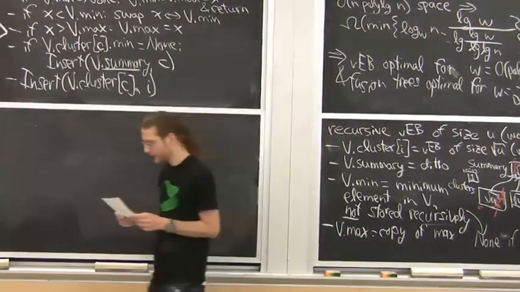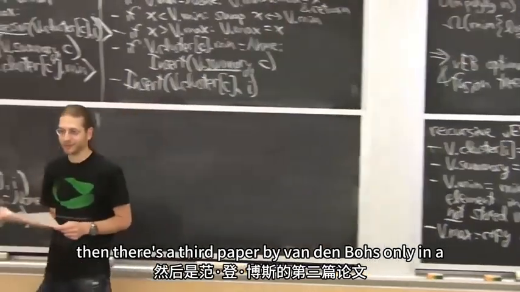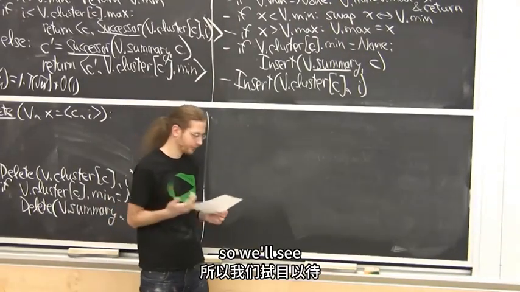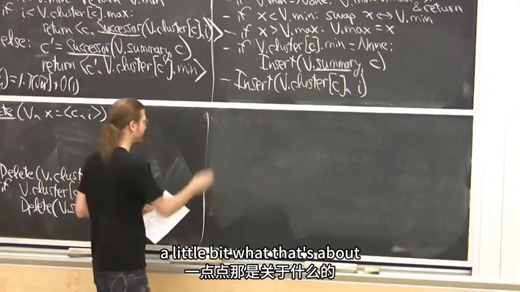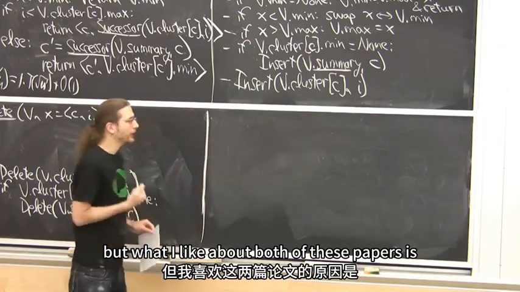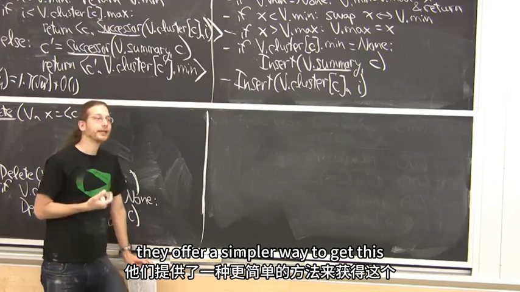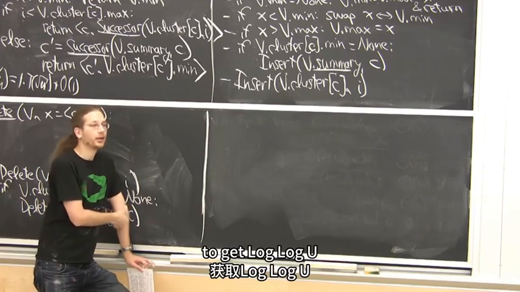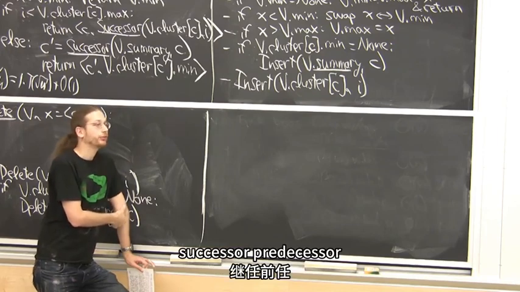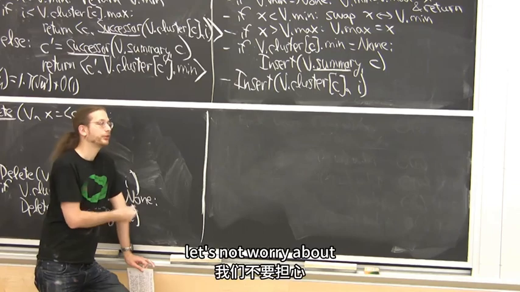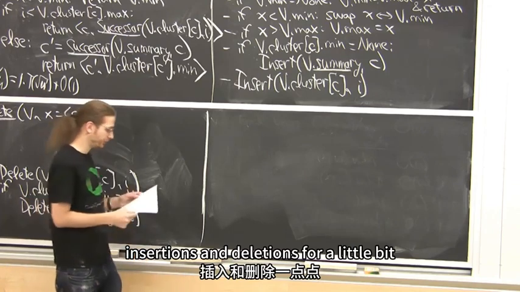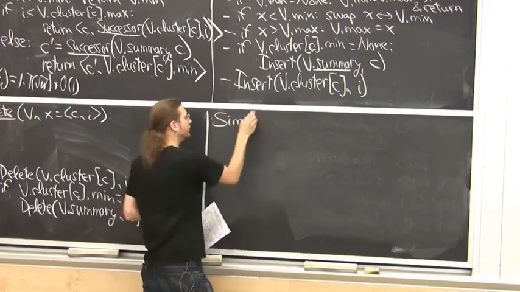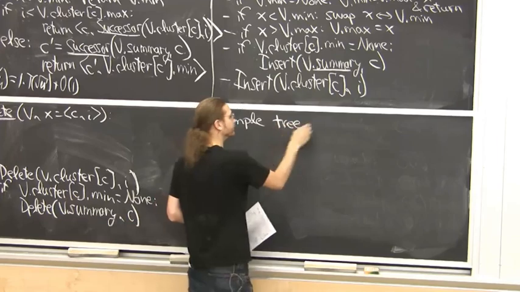Then there's a 3rd paper by van Emde Boas only in a journal which improves the space a little bit. So we'll see a little bit what that's about. But what I like about both of these papers is they offer a simpler way to get log log u predecessor. Let's not worry about insertions and deletions for a little bit and take what I'll call the simple tree view.